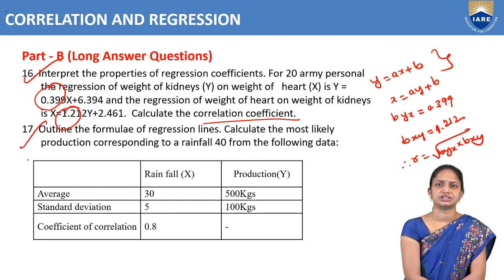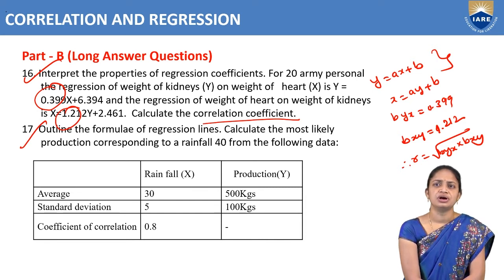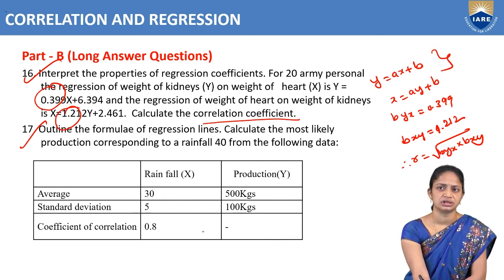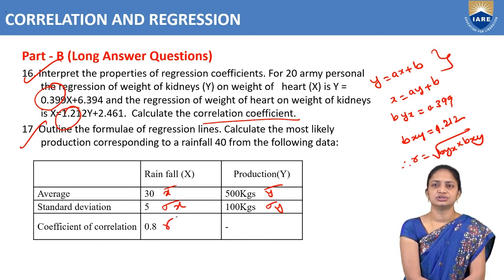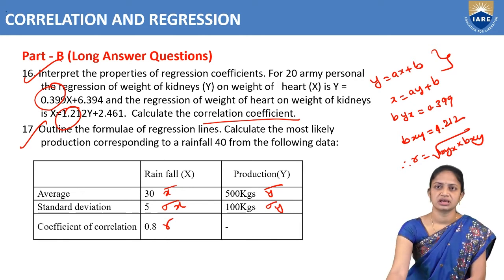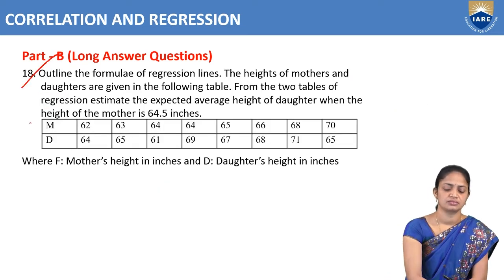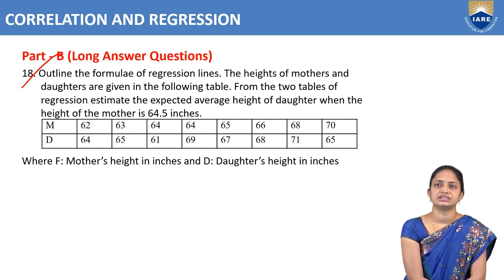Coming to the next question, outline the formula of regression lines and calculate the most likely production corresponding to rainfall 40 from the following data. Here they have given the averages, that is x bar and y bar, sigma x and sigma y as standard deviations, and the rank correlation coefficient r. Based on that we can calculate the correlation coefficient, and then we have to calculate the regression. Outline the formula of regression lines.